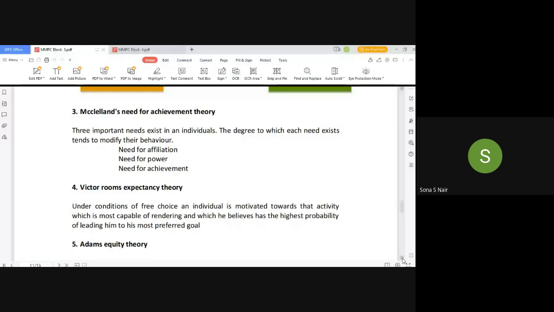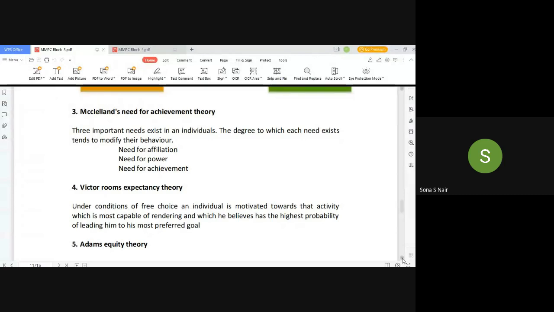Harmony in the workplace. That is need for affiliation. Need for power is need for control in the organization. Need for dominancy in the organization. Need for achievement is task oriented. Need for achievement means that whatever position an individual is in, the first priority for that person is to complete whatever task they have.